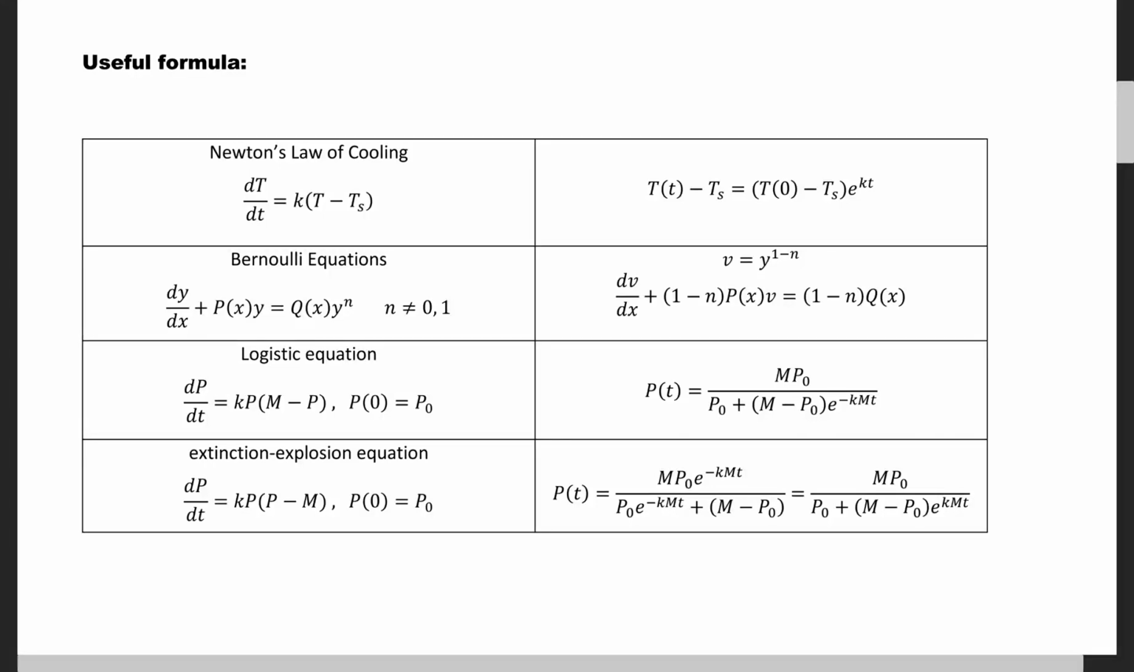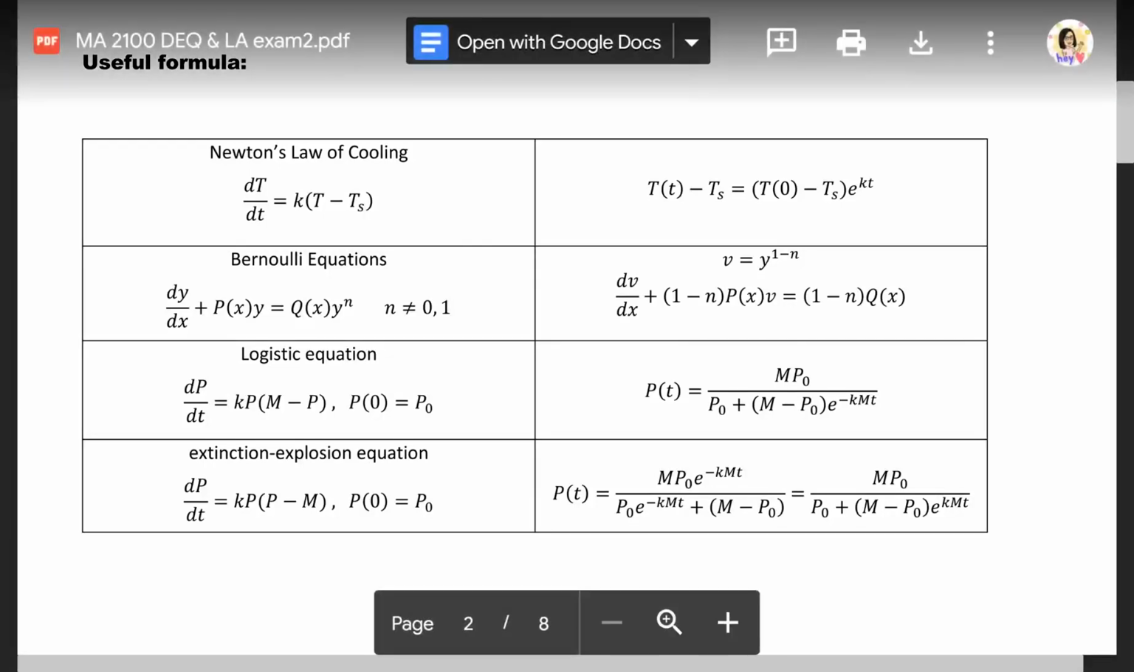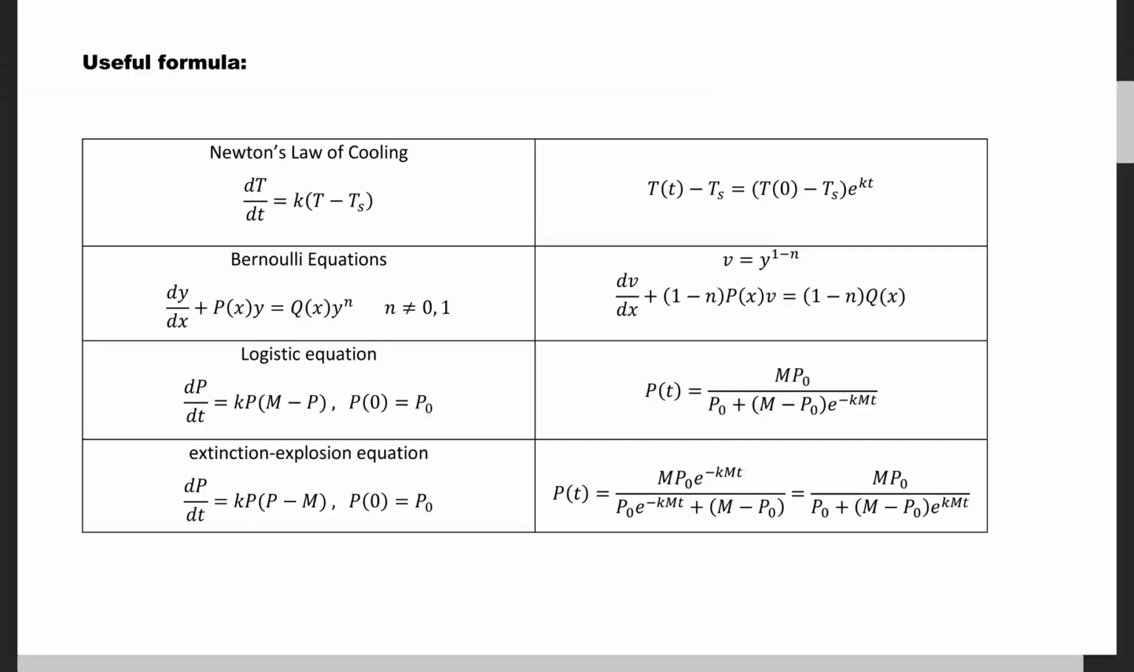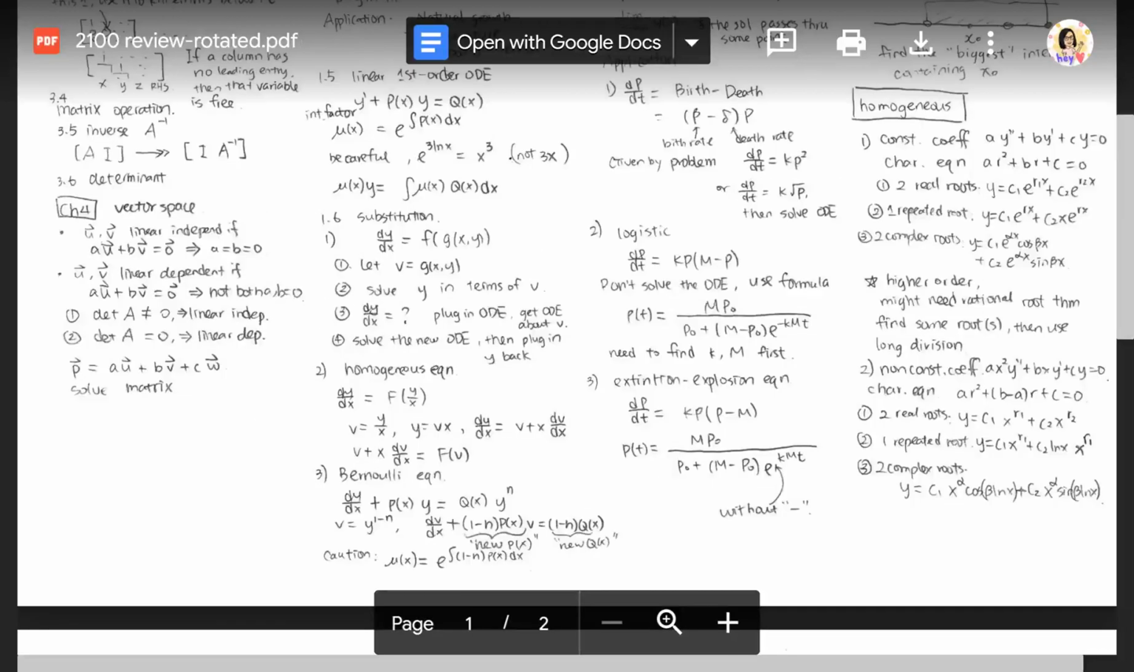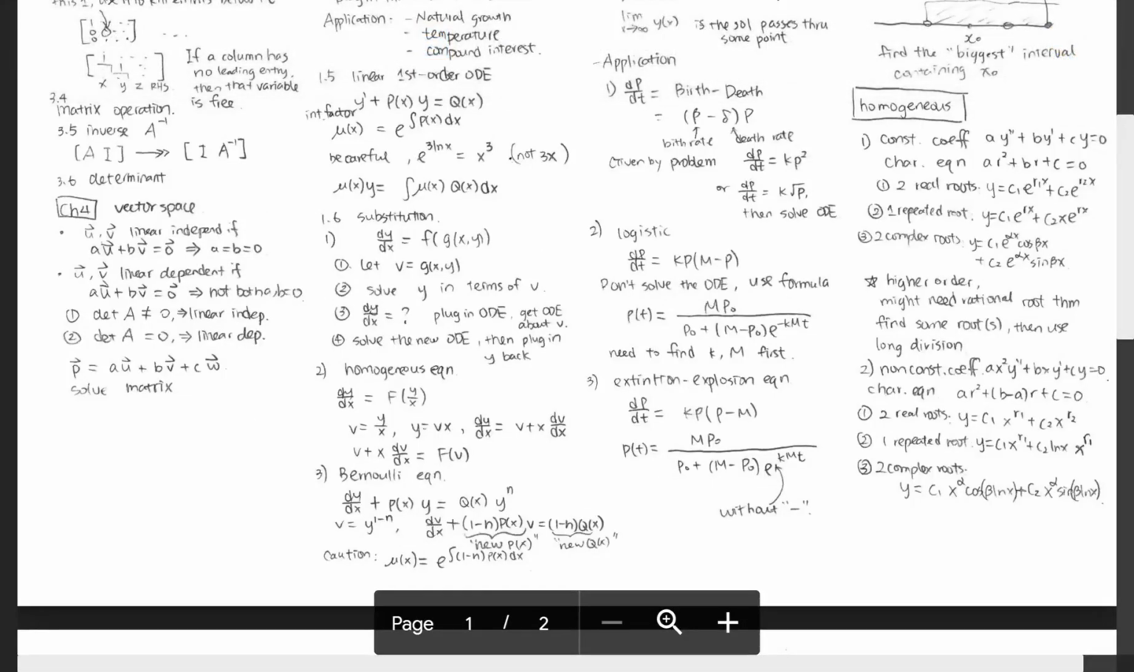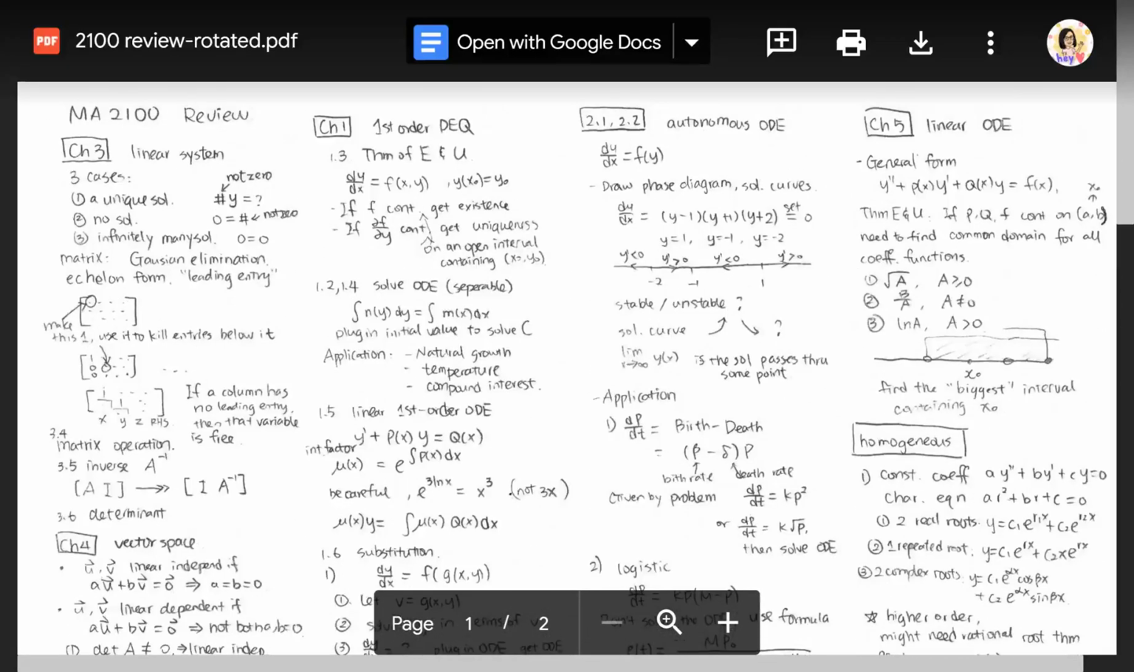You let v be y to the 1 minus n. So make sure you have the standard form, okay? Figure out what the n is. And then you have the ODE for v, so your new p of x is actually 1 minus n times the old p of x, and your new q of x is actually 1 minus n times the old q of x. Okay, and then you can continue to use the integrating factor method to solve it.